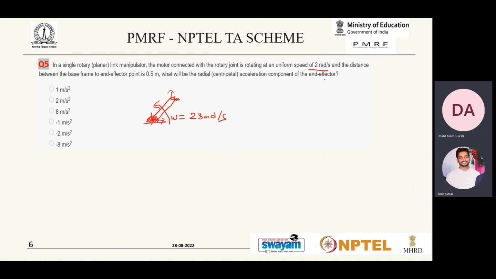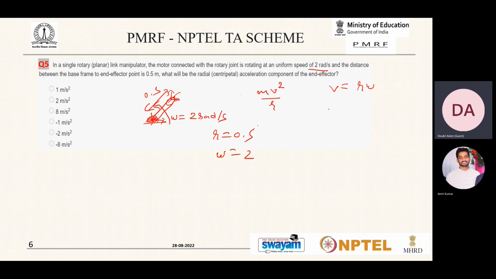So till here it is clear. Now, the distance between the base frame and the end effector is given as 0.5. So 0.5 is the distance between the end effector and the base, and it's asking about the centripetal acceleration. You know that centripetal acceleration will act inwards, right? Now if you write the centripetal force formula, what will be the formula? The force is m v square by r. We don't have v, but we know that v is r into omega. We know r: r is 0.5, omega is 2, right?